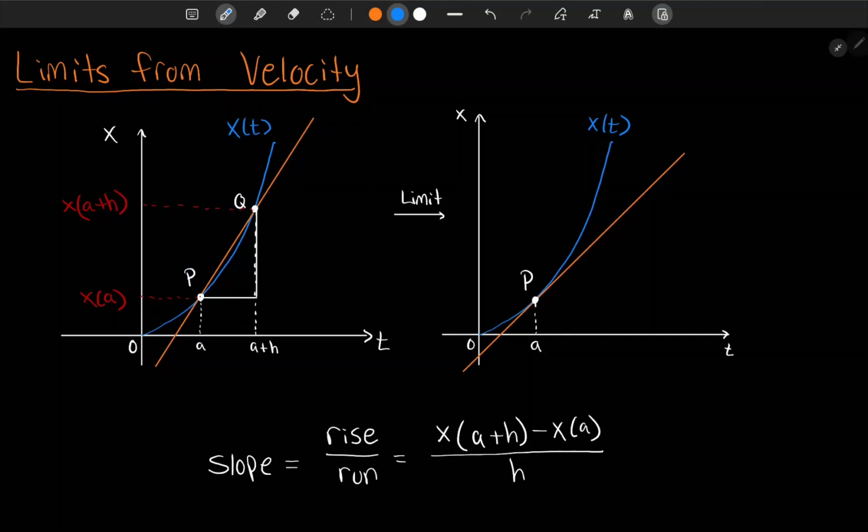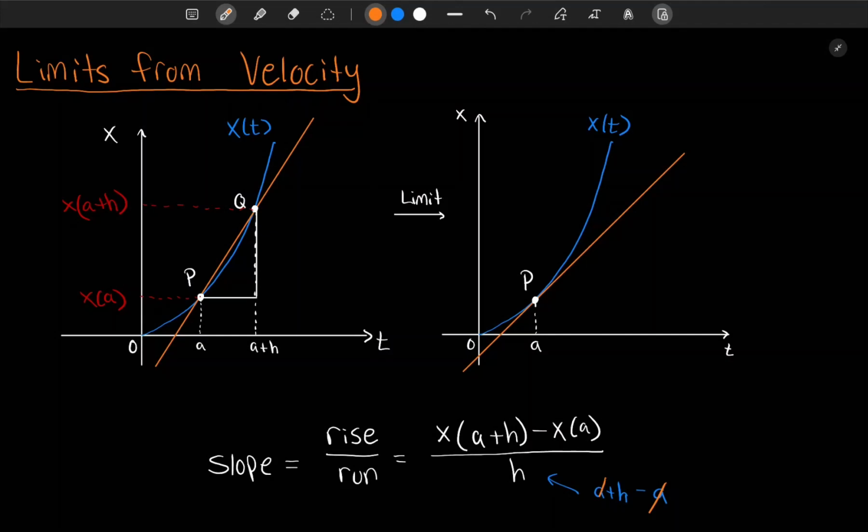So the slope here would be x of a plus h, right? This value minus x of a. So this value minus this value gives us the distance between the two, divided by h. And the reason that we divide by h is that we have a plus h minus a. And when we do that, the a's cancel with each other, and we're left with h, which is what we have in the denominator as the run, or the horizontal distance between P and Q.